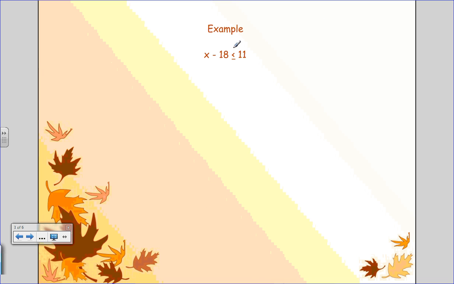X minus 18 is less than or equal to 11. Okay? Again, this is one step. It's got subtraction. So I'm going to add 18 on both sides. On the left side, negative 18 plus 18 is 0. So that leaves me with just an x. On the right side, 11 plus 18 is 29. It was a less than or equal to, so this is less than or equal to 29.